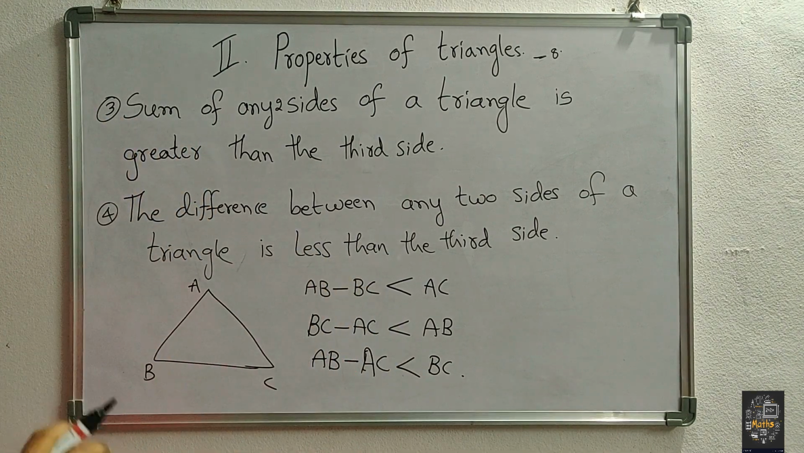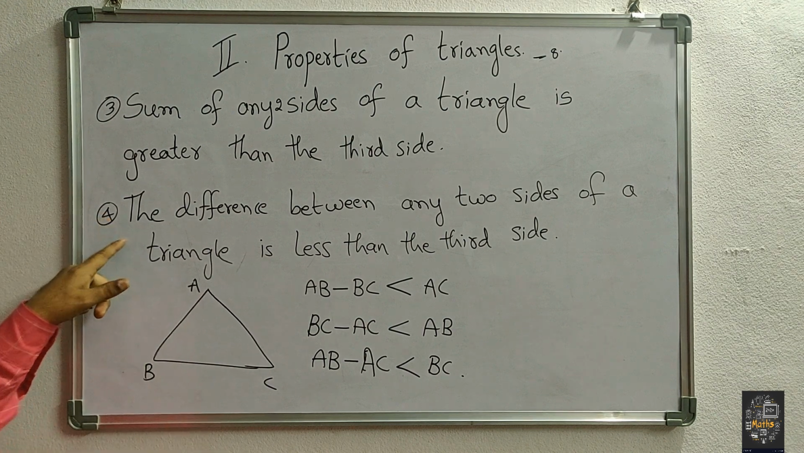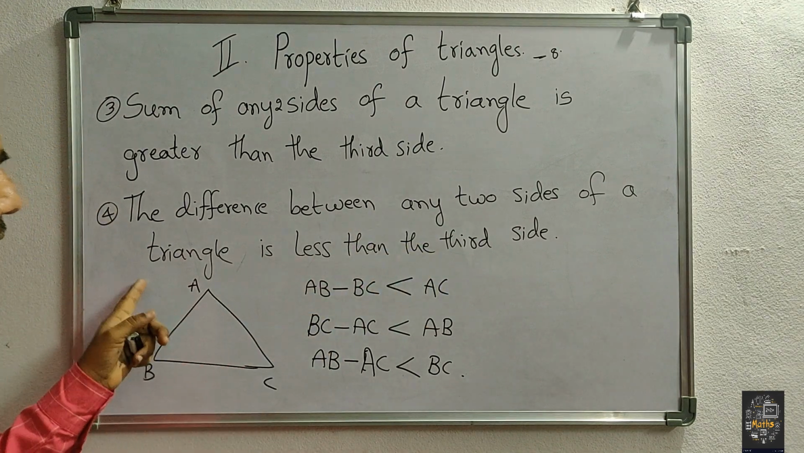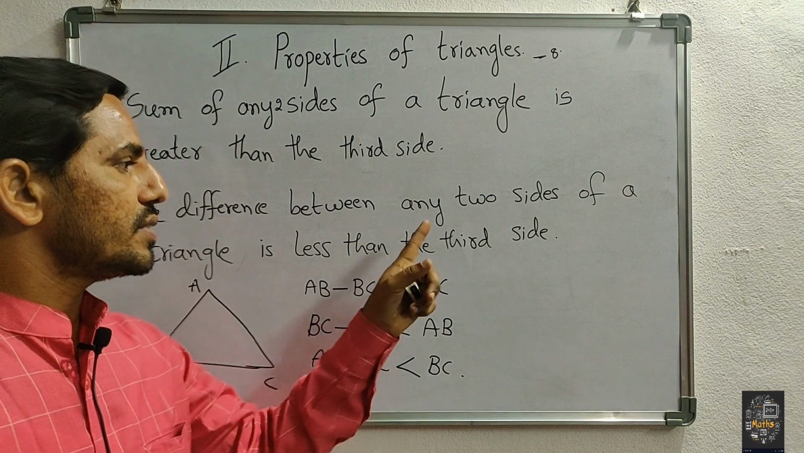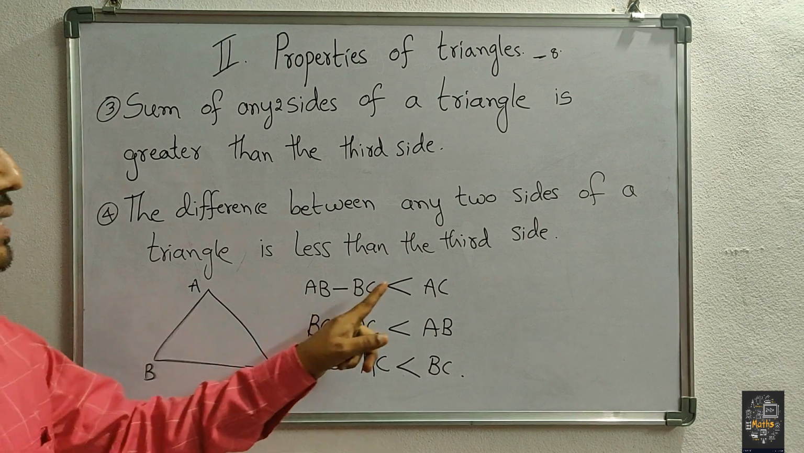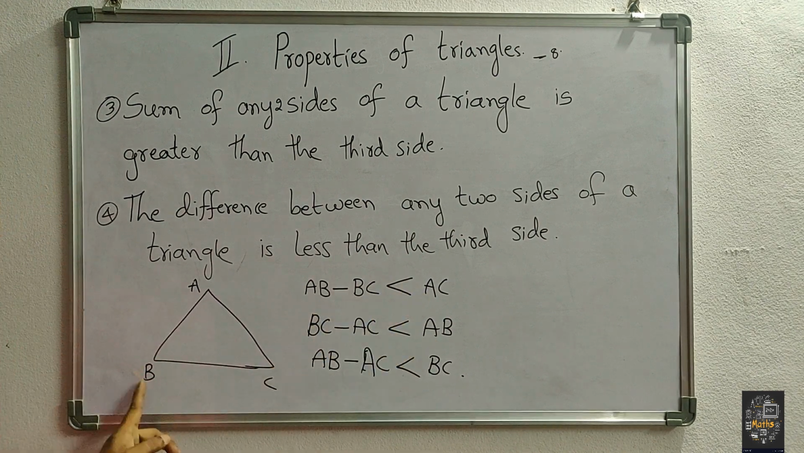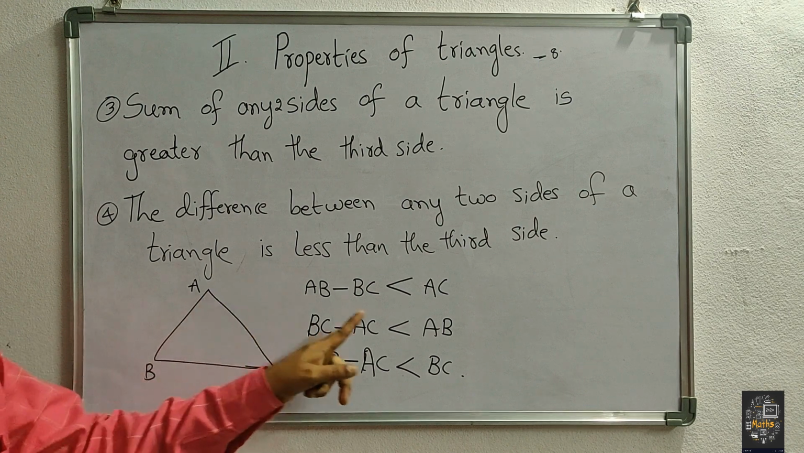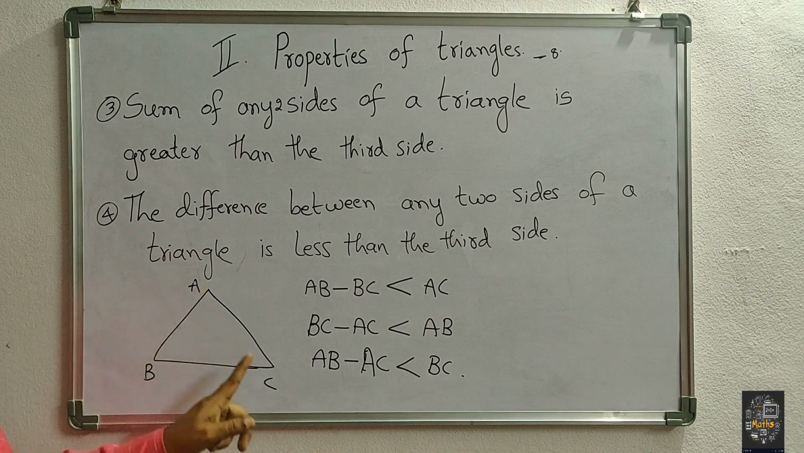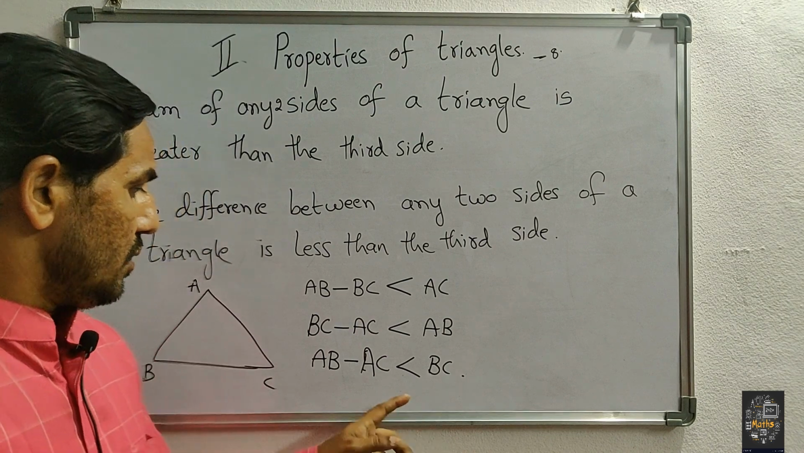Okay, fourth one. The difference between any two sides of a triangle is less than the third side. So in this diagram, ABC triangle, AB minus BC is less than AC, and BC minus AC is less than AB, and also AB minus AC is less than BC. This is the fourth condition.